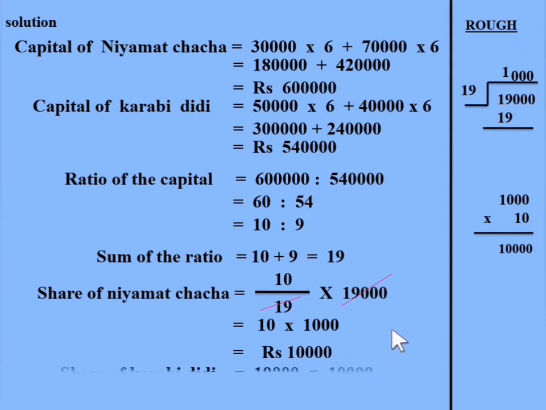Similarly, share of Karabi Didi is equal to, the total profit was 19,000 minus share of Niyamat Chacha 10,000. We will get the share of Karabi Didi, which is equal to 9,000. So this is the share of Karabi Didi. So from that 19,000, Niyamat Chacha is getting rupees 10,000 and Karabi Didi is getting rupees 9,000. So let's move to the next question.